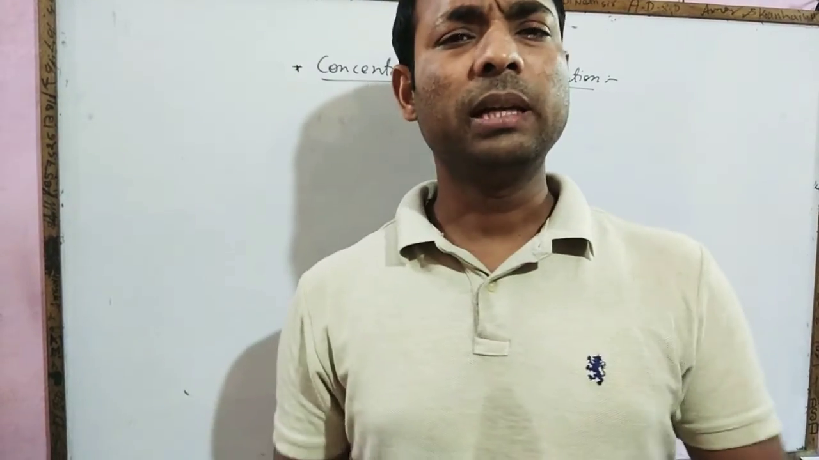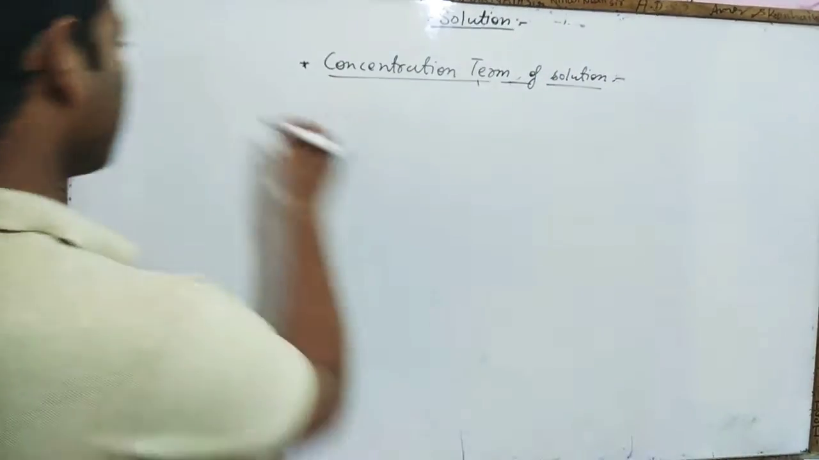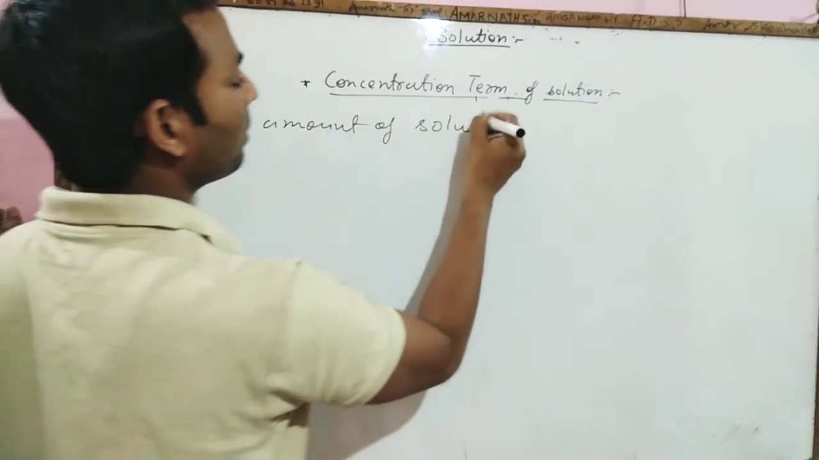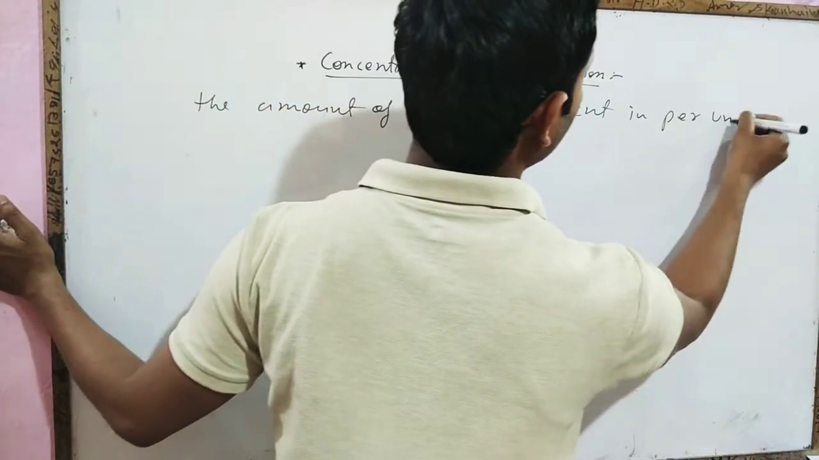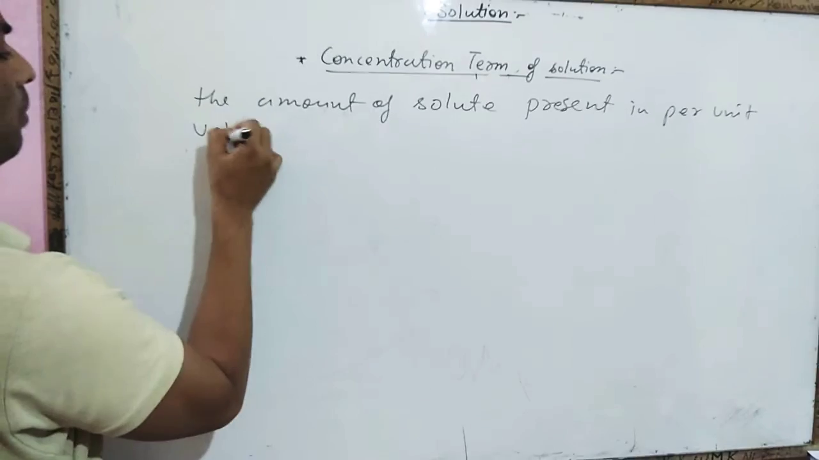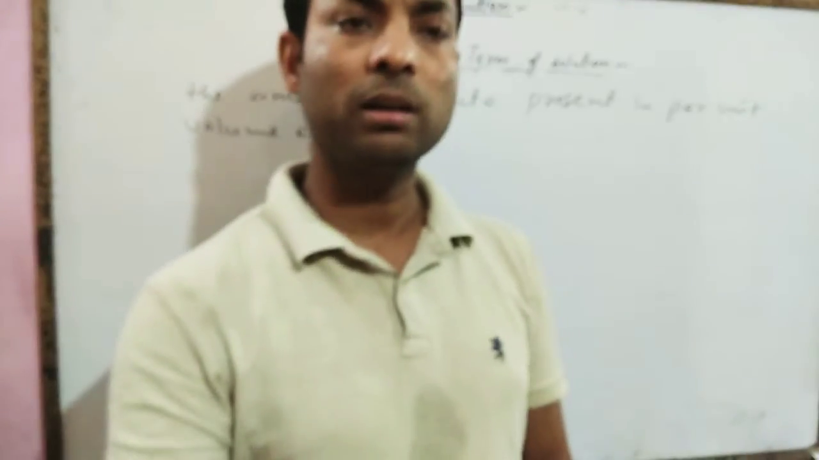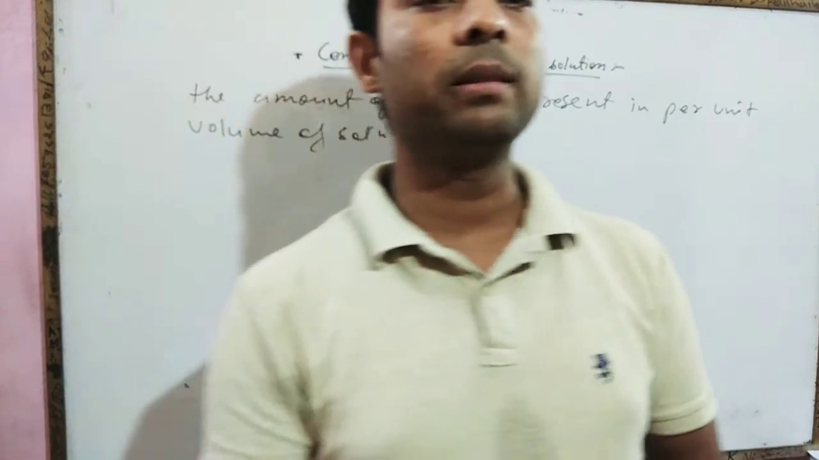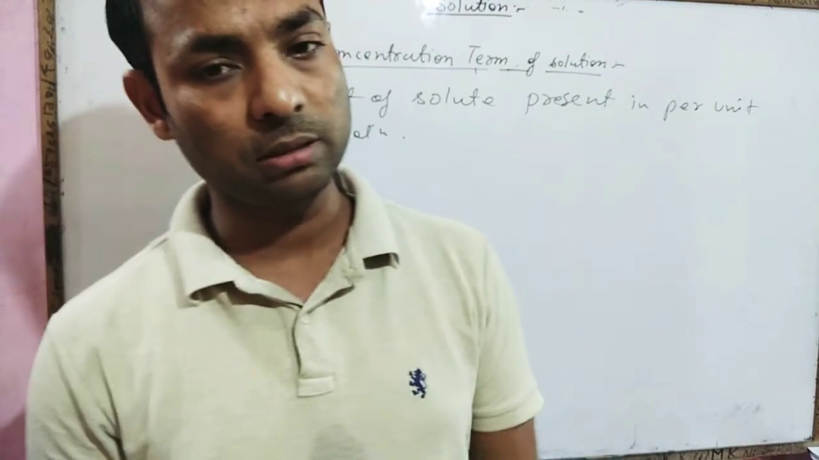Concentration generally can be defined as the amount of solute present in per unit volume of solution. So this is called concentration. The concentration of the solution generally depends upon the amount of solute which is present in per unit volume of solution.